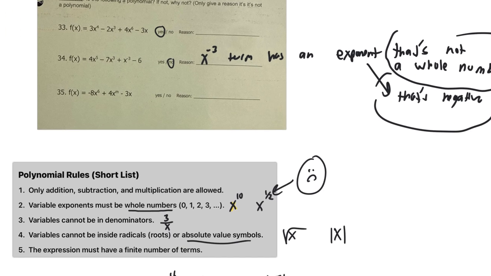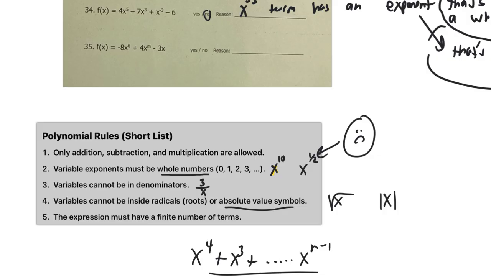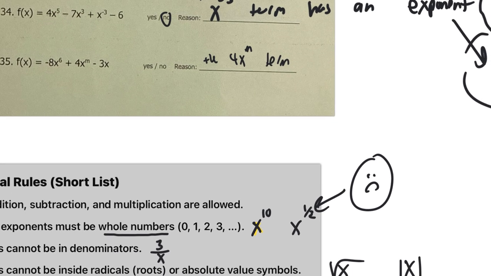So this is a problem because that's an exponent that's not a whole number. Okay. So we could say, the 4x to the m term has an exponent that's not a whole number. So that's a no.